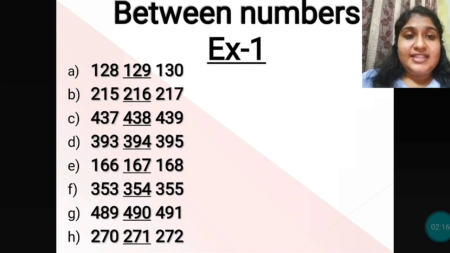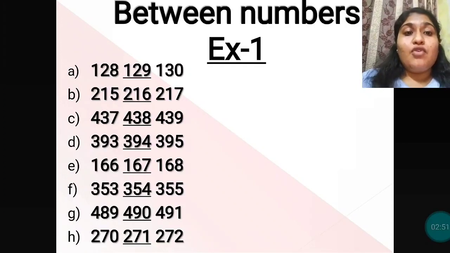E. 166. So 166 के बाद क्या आता है? 167 and then 168 is given. So 167 is the between number of 166 and 168. F. 353, 355. So what is the between number here? 354. G. 489. So what comes after 489? 490 and then after that 491.